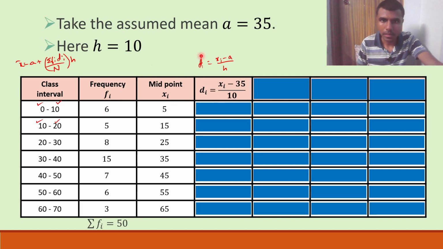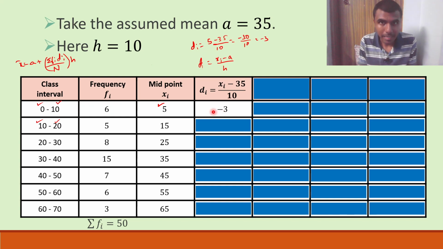For the first row, what is xi? 5. So di is xi minus 35 by 10, that means 5 minus 35 by 10, which is nothing but minus 30 by 10. So for my first row, I got di as minus 3.